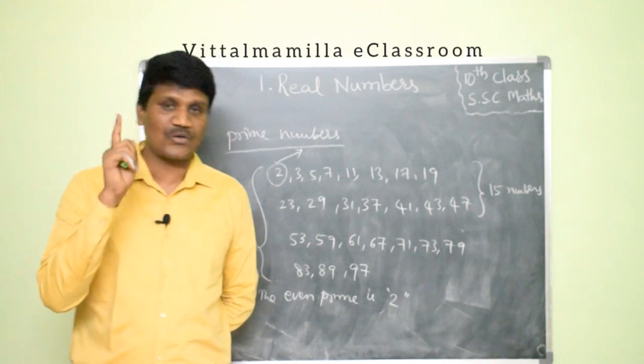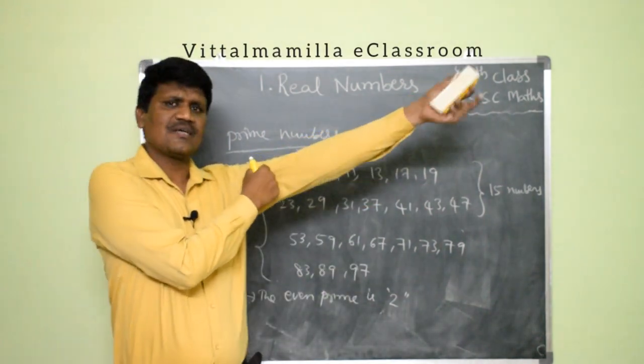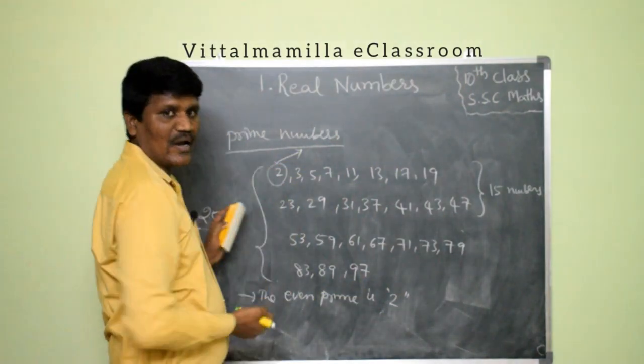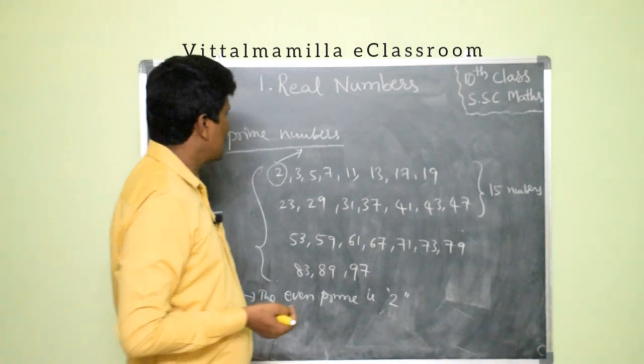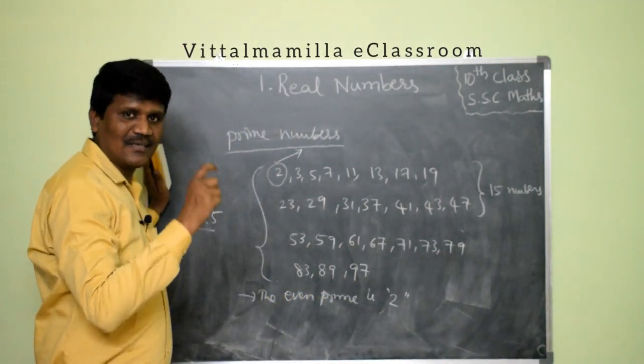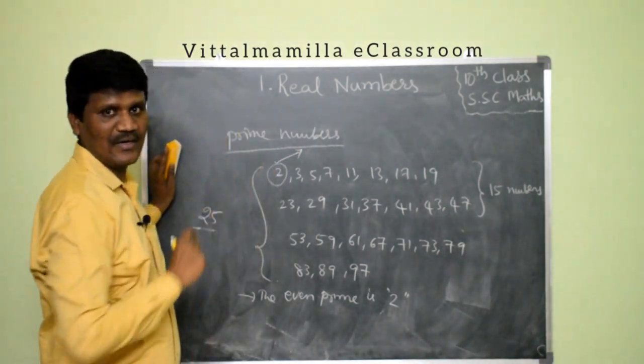This is the most important. You should remember that 2 is the only even prime number. No other even number is a prime number other than 2. Okay, this is about prime numbers, and the next one is composite numbers. So students, if you want to note down, you can pause the video and note down.